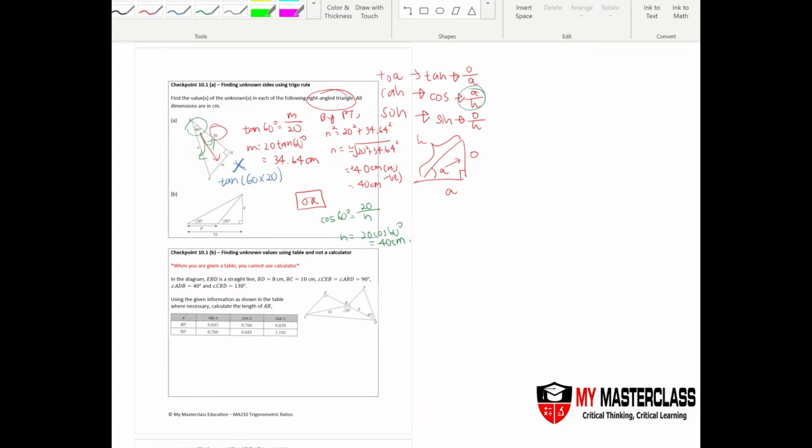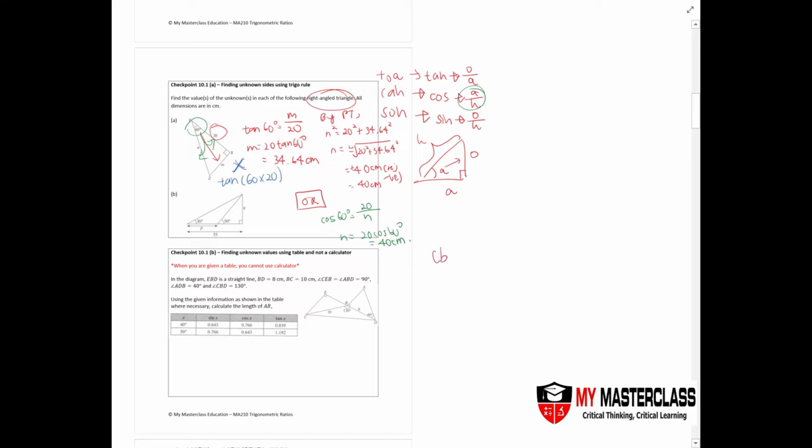Then let's take a look at part B. Part B is a little bit more unique. Tangent 30. You have, for example, the biggest triangle. Let me draw it out for you. This is 30, this is Q, and this is 55. Can you see the bigger triangle?